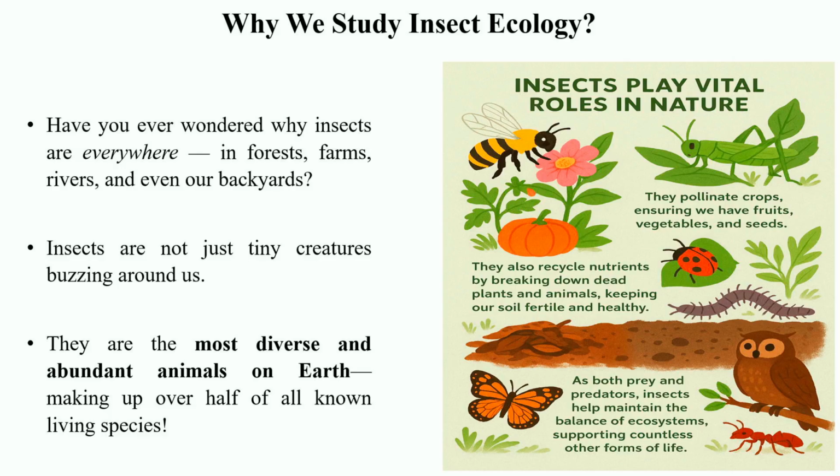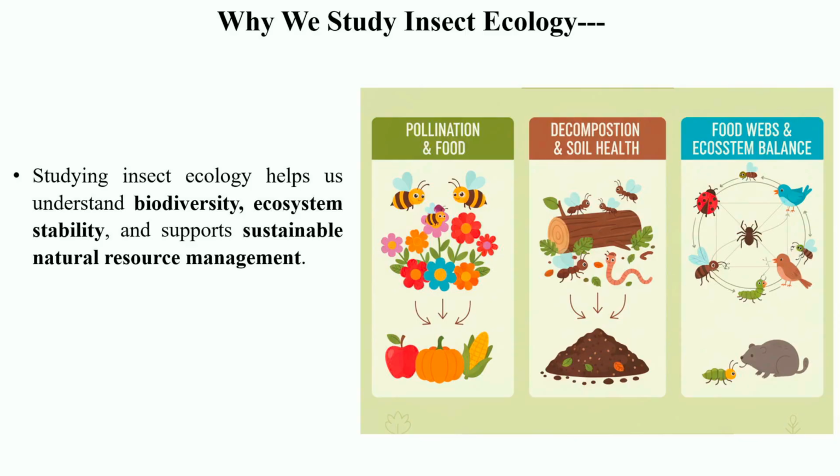They pollinate crops, ensuring we have fruits, vegetables, and seeds. They also recycle nutrients by breaking down dead plants and animals, keeping our soil fertile and healthy. As both prey and predators, insects help maintain the balance of ecosystems, supporting countless other forms of life. Therefore, studying insect ecology helps us understand biodiversity, ecosystem stability, and support sustainable natural resource management.